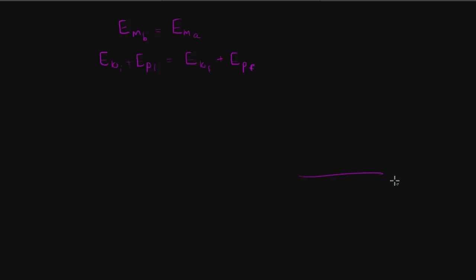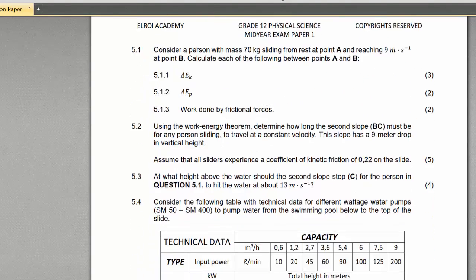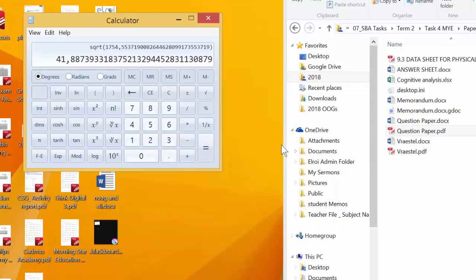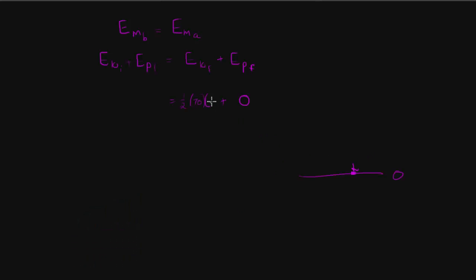So there's no potential energy at that point. It's the point it enters the water. So this one will be 0. The kinetic energy he has when he hits the water is 1/2 times his mass, 70, times the velocity that he's going to have when hitting the water. And I think we said that's 13 meters per second. 13 meters per second, yes. Sorry about that. There we go. 13 meters per second squared.